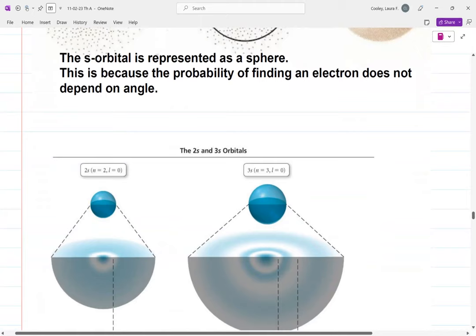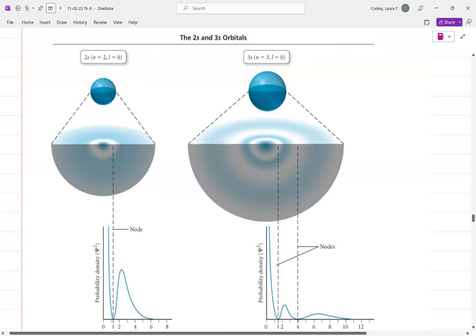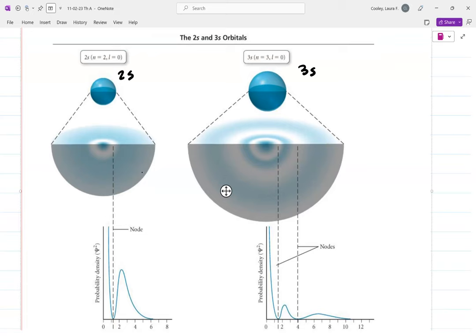Now, these guys are a little more complicated. What I'm showing here is a 2s and a 3s, and I'm blowing them up. The dotted lines are just blowing up the orbital and taking a close look at a cross section of that orbital. Now what you see in there is a region that looks white, and that is a node. This is a region of zero probability of finding the electron.